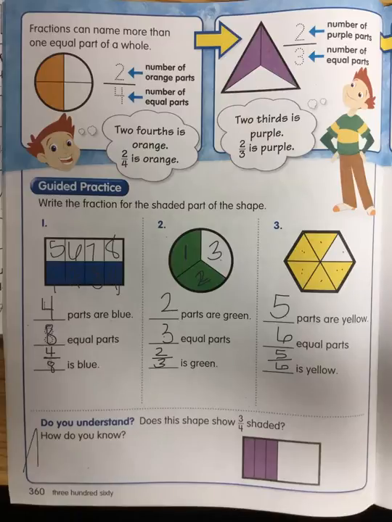Do you understand? Does this shape show 3/4 shaded? How do you know? Well, there's 1, 2, 3 that are shaded, but then there's this big one. Are they equal? No. If they were equal, it'd look more like this, right? Well, that doesn't show 3/4. That shows 3, 4, 5, 6, 3/7.